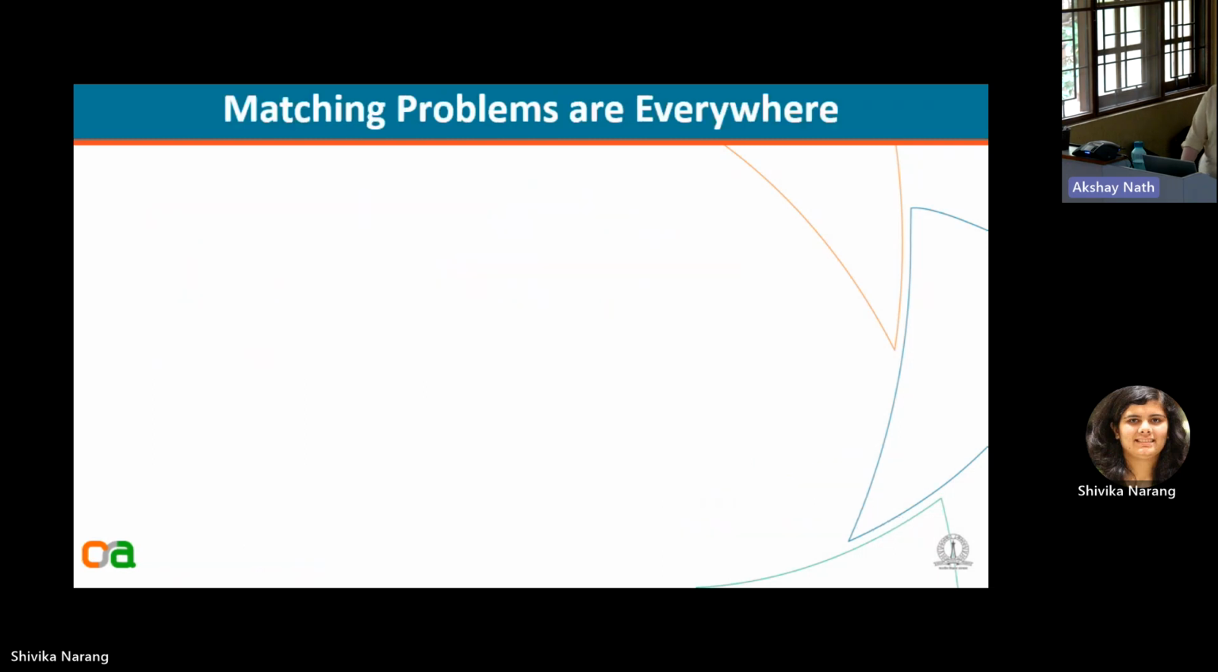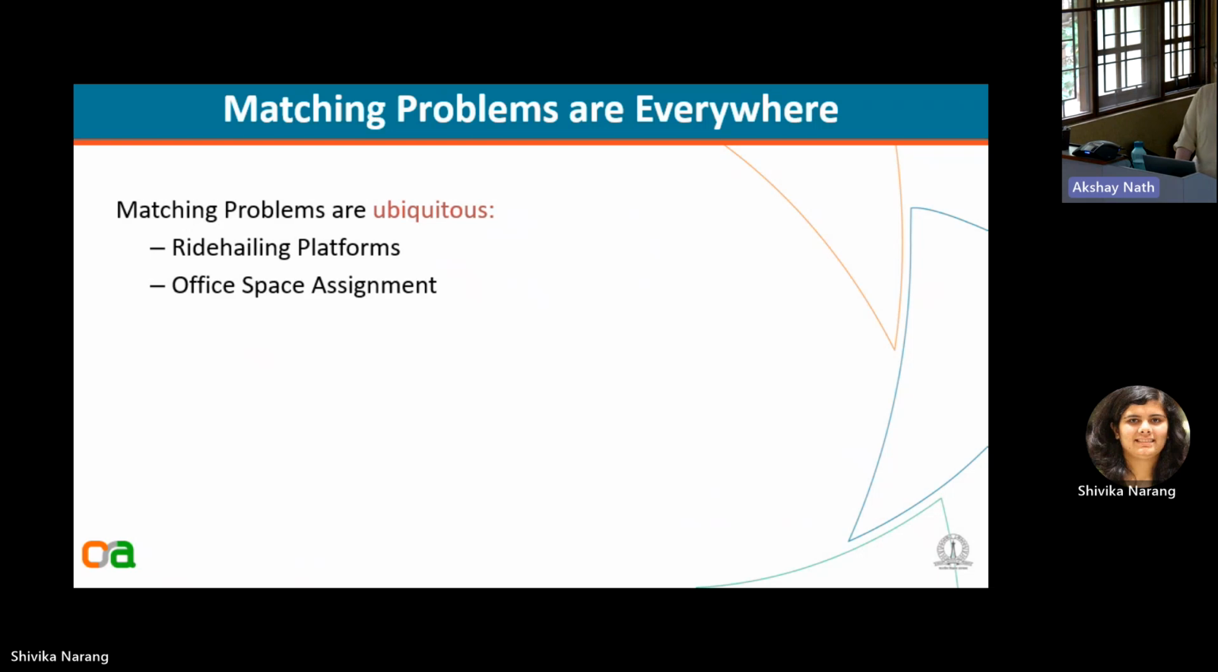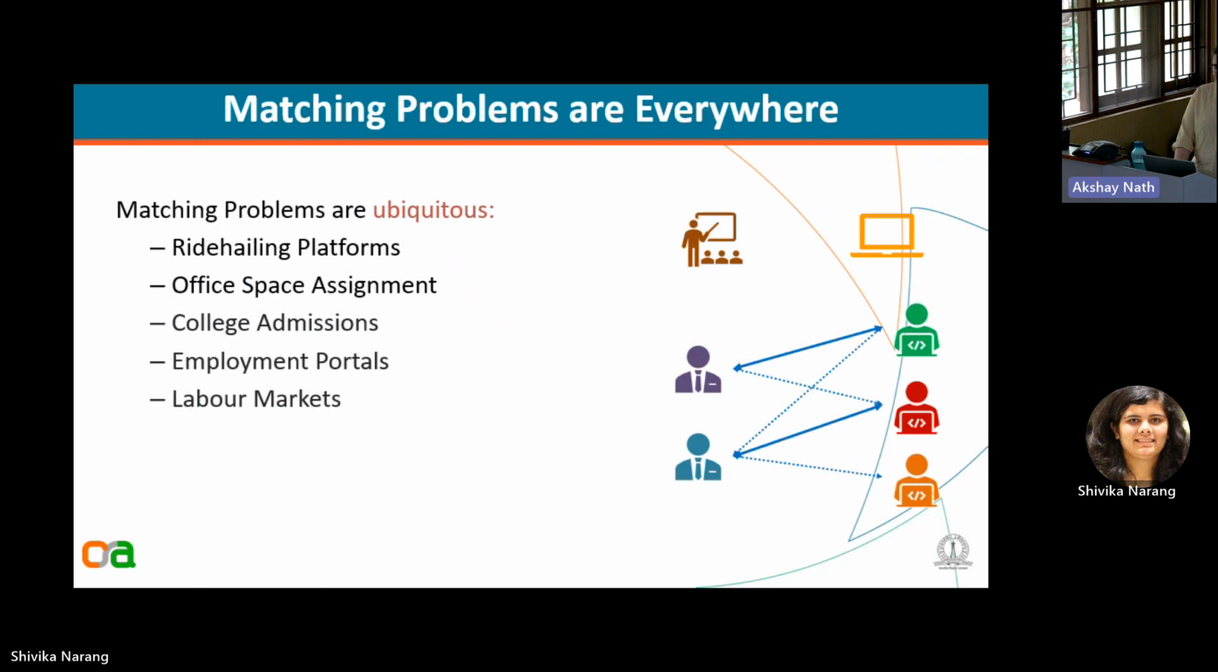So if you know me, you know I believe very wholeheartedly that matching problems exist everywhere in reality. You can use matching models to capture a whole host of real life problems, from ride sharing, assigning office spaces, college admissions, job searches, and much, much more. And because real life is very nuanced, you often need different types of matching models to capture these things.